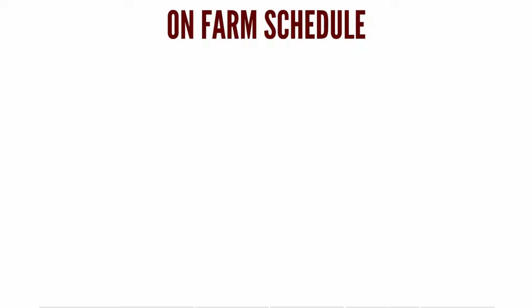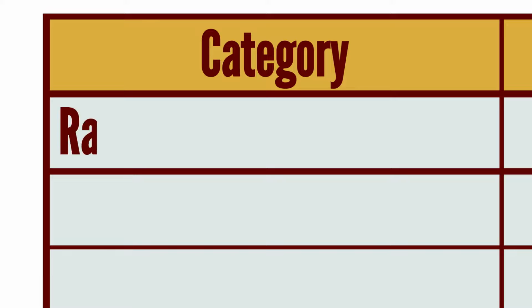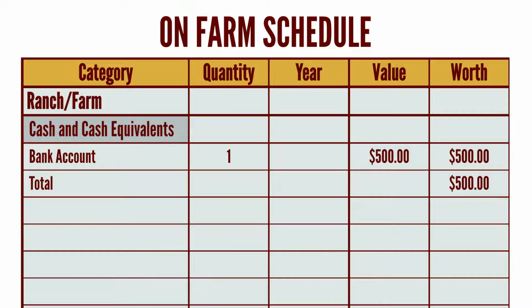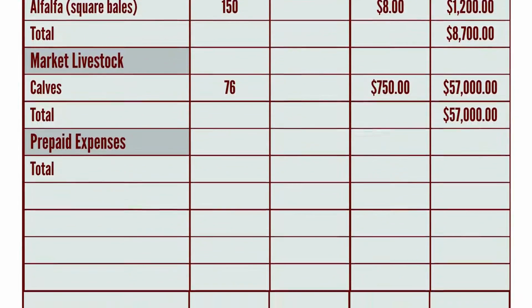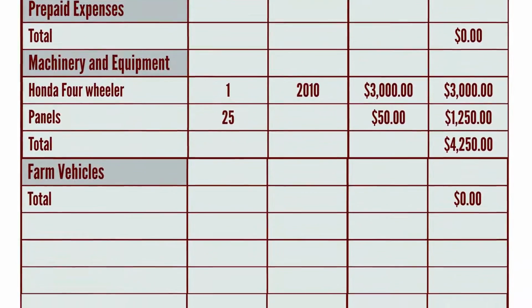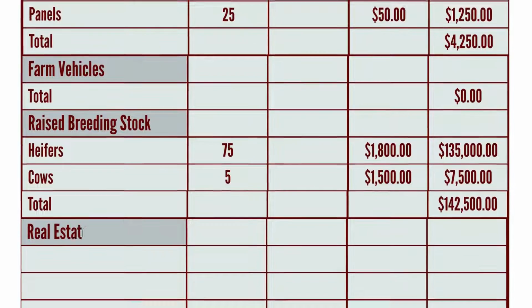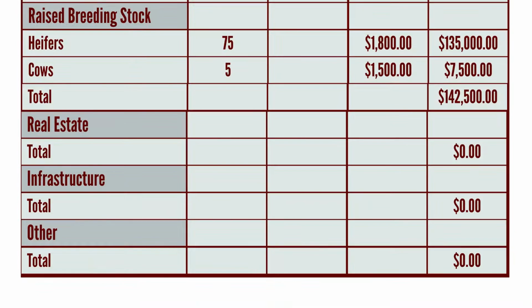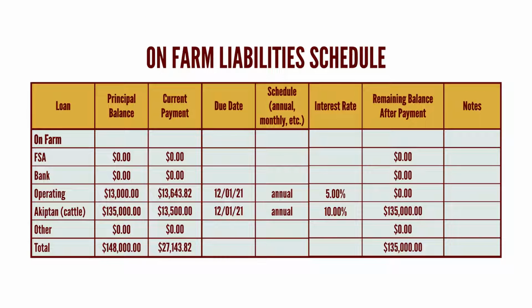On your on-farm schedule, you also have assets and liabilities. Your assets are listed out in groups, such as cash and cash equivalents, crop inventory such as hay, market livestock, any animals you plan on selling in the next year, machinery and equipment like your tractors and panels, farm vehicles, raised breeding stock like cows, heifers, yearlings, and bulls, and then things like real estate and infrastructure. Within this list, you will later see how we categorize these items into current, intermediate, and long-term assets on your summary page.